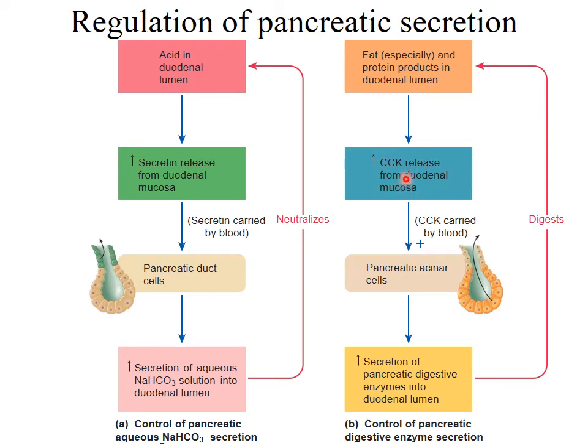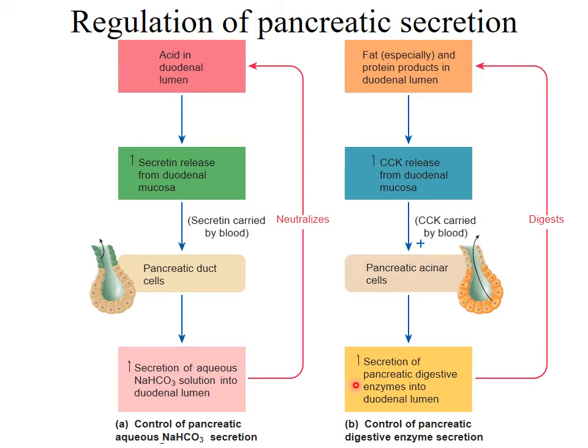And again, CCK, because it is a hormone, is directly released into the bloodstream. Through the bloodstream, it will reach the pancreatic acinar cells, and that will increase the pancreatic digestive enzymes. Here, because the fat and protein digested products are reaching the lumen, we need some enzymes to digest them. So you are seeing that the pancreatic secretion will be rich in pancreatic digestive enzymes.